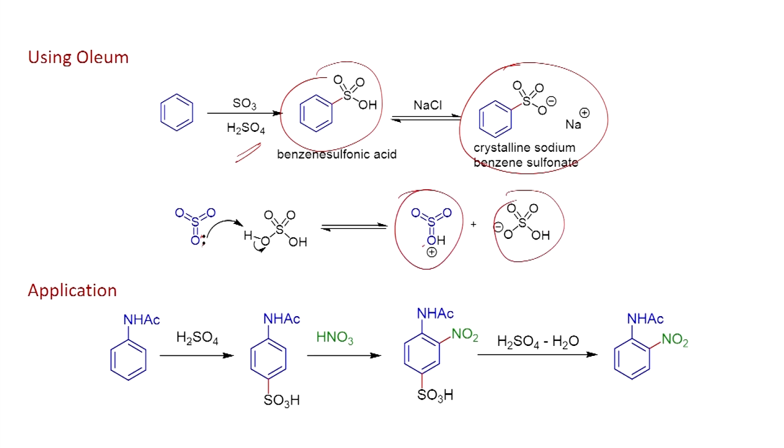Once you form this one, as we have just seen, and we have the benzene ring, it can undergo reaction, you can get the benzene sulfonic acid. Now let us look at one application.